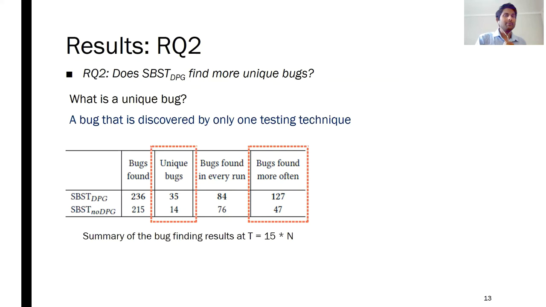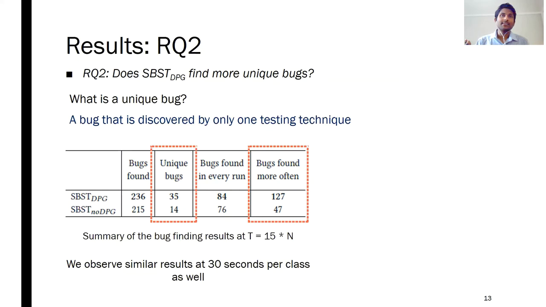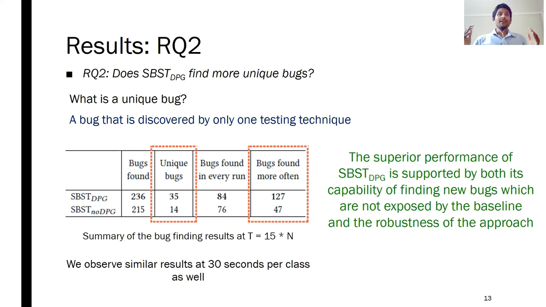And we observe similar results at 30 seconds per class as well. Therefore, we can say the superior performance of SBST DPG is supported by both its capability of finding new bugs, which are not exposed by the baseline, and the robustness of the approach.